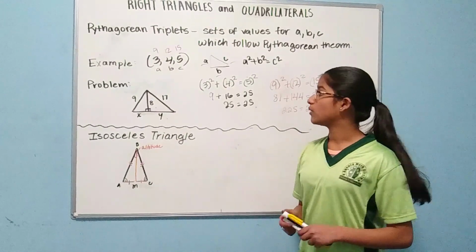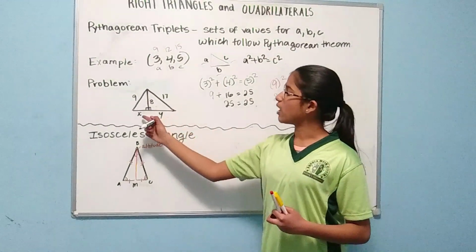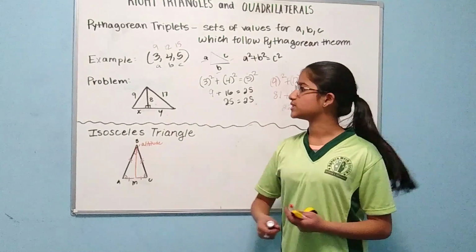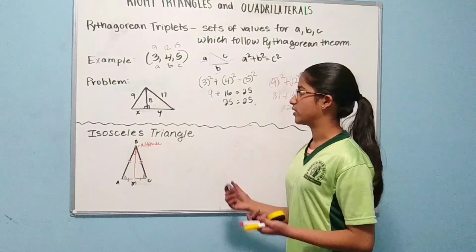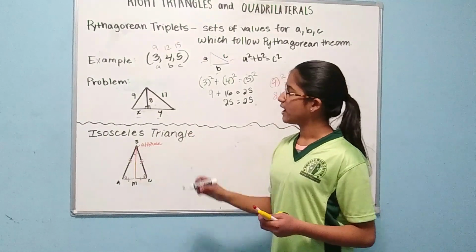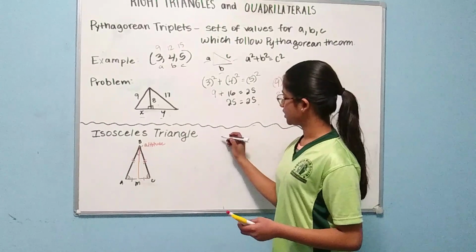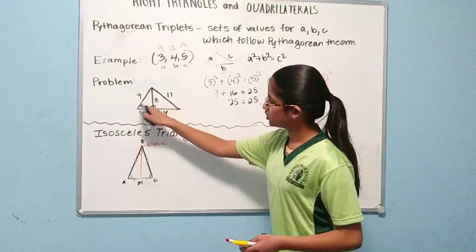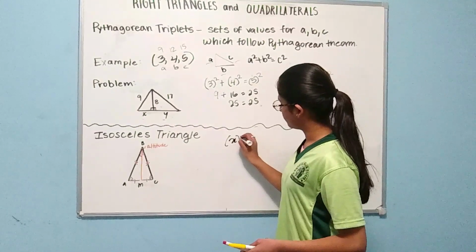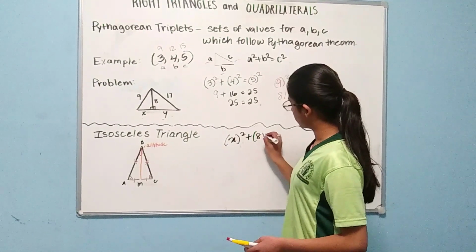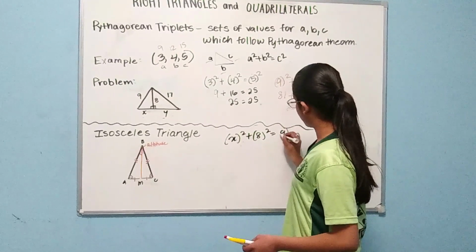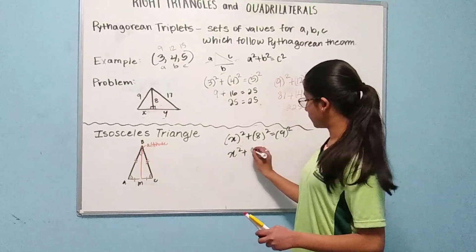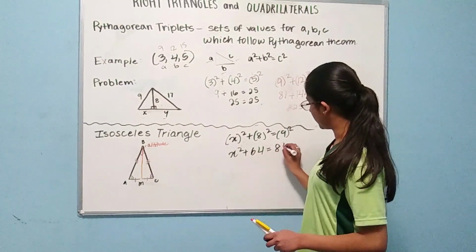Now let's do a small practice problem. So this is a problem and we need to find the values of x and y. Well, how can we do this? Well, we can use the Pythagorean theorem to find x and y. Let's try to find x first. Well, according to the Pythagorean theorem, a squared plus b squared should equal c squared. So x squared plus 8 squared should equal 9 squared. X squared plus 8 squared is 64, should equal 81.